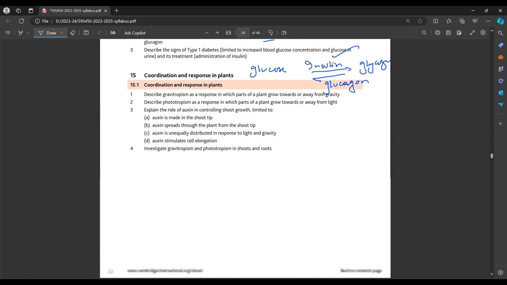Now, coordination and response in plants. Gravitropism. Gravitropism means movement under the influence of gravity. Movement towards gravity is called positive gravitropism, and away is called negative gravitropism. Now, phototropism: movement towards the light is called phototropism.